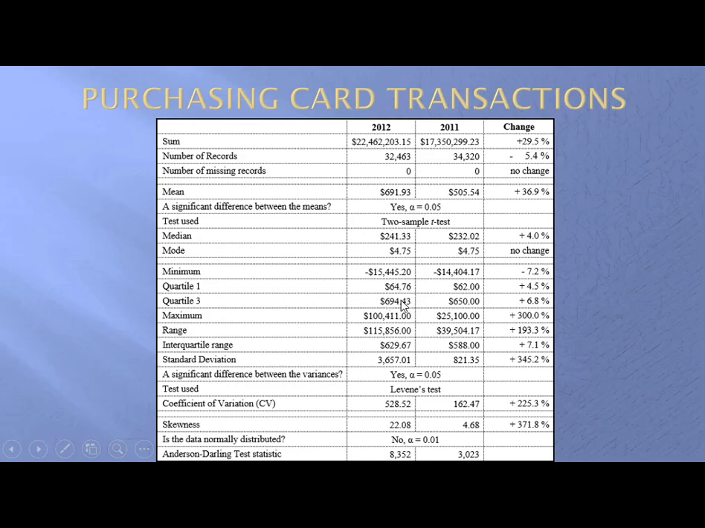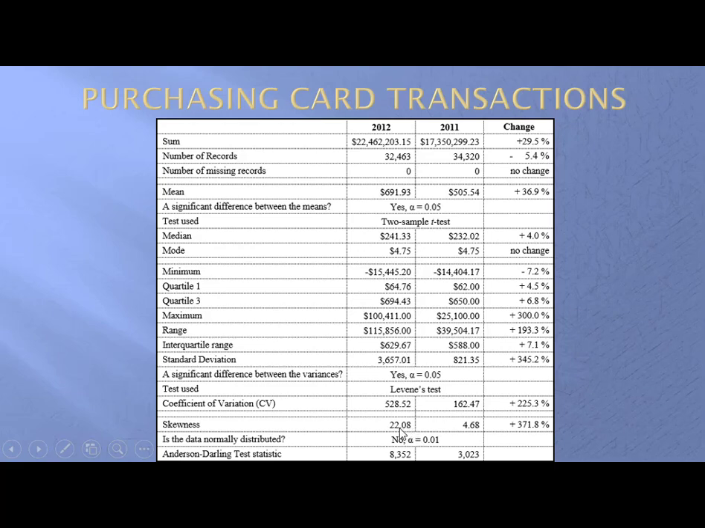75% of the numbers are less than that, and we can see that what's happened here is the maximum has taken a leap upwards. The range, which is minimum to maximum, has taken a leap upwards as well. And the standard deviation is telling me that there's a much bigger spread to these numbers than there was before. I can calculate whether there is a significant difference between the variances, which is the same as the standard deviation, and I have the test used, and indeed it tells us that the standard deviation has changed significantly.